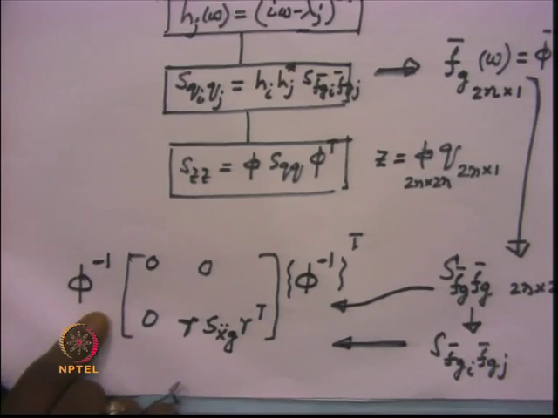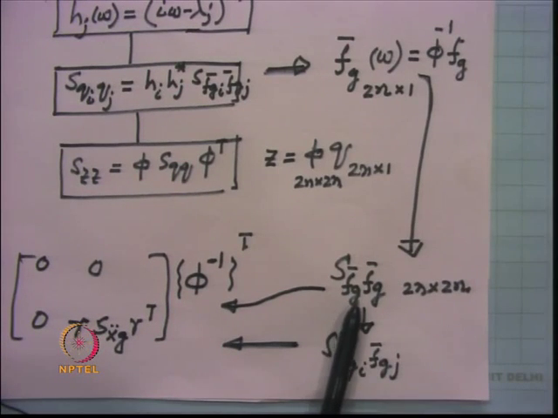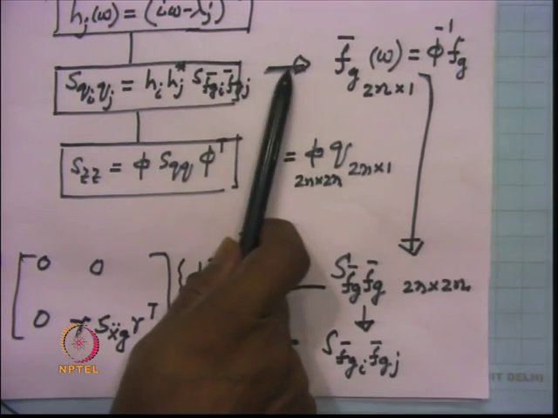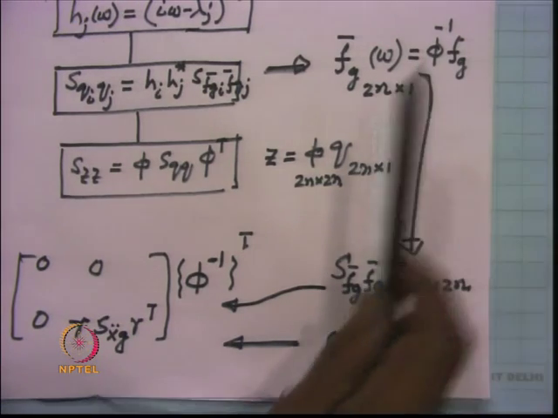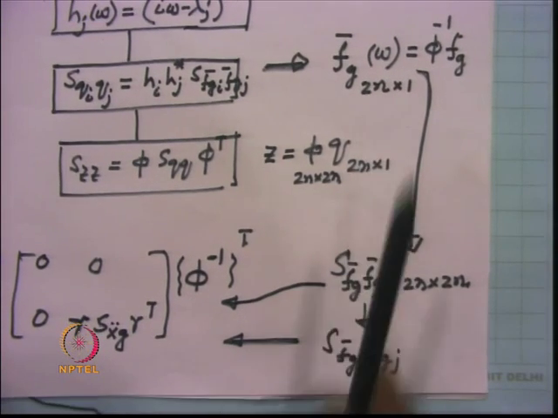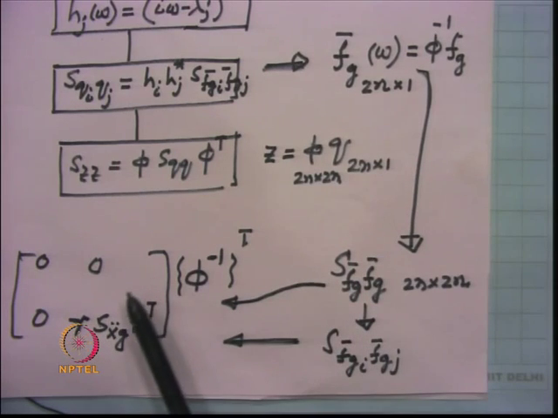And from this one can choose this F bar G, which will be a 2n by 2n matrix. From this matrix one can choose any cross power spectral density function term between two generalized loads F bar GI and F bar GJ. So that is how one can obtain this term over here, and this is of course stored before, and this matrix also is stored.